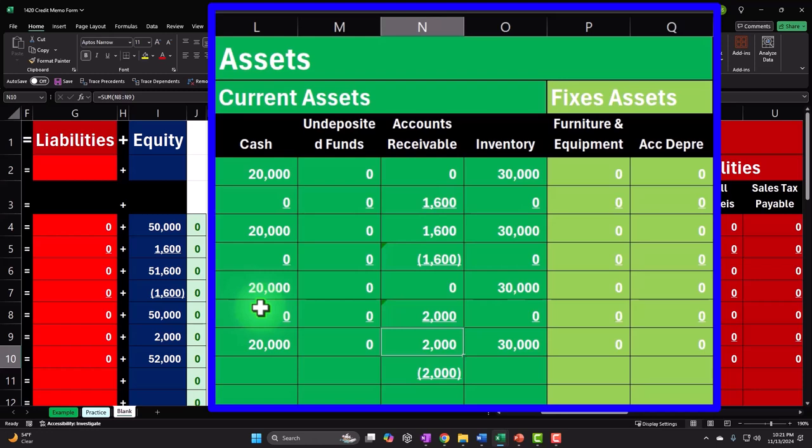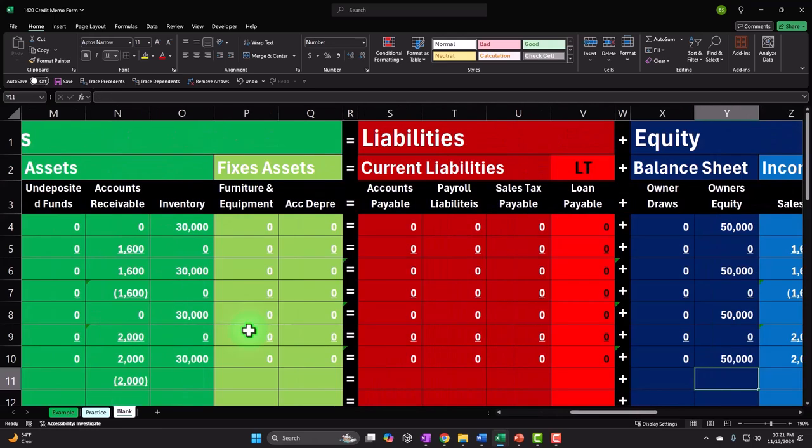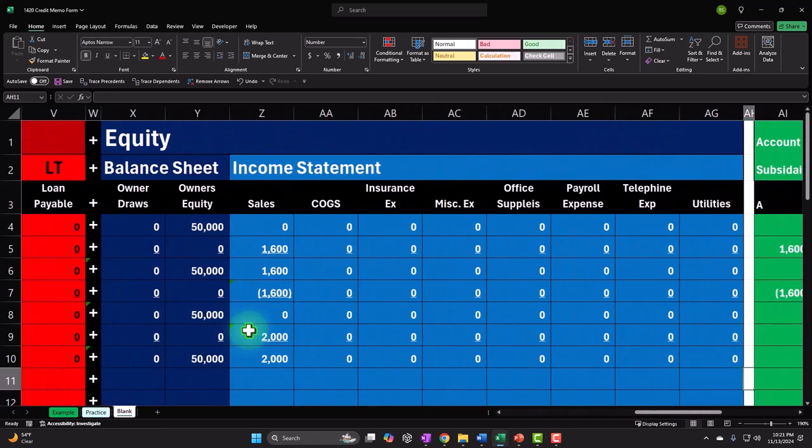For smaller companies, the easier thing to do is use a direct write-off method, which means I'm not going to write off the accounts receivable until I determine that a particular customer's accounts receivable is not going to be paid. So right now we're using a direct write-off method, and I'm going to go over here and say, let's add bad debt.